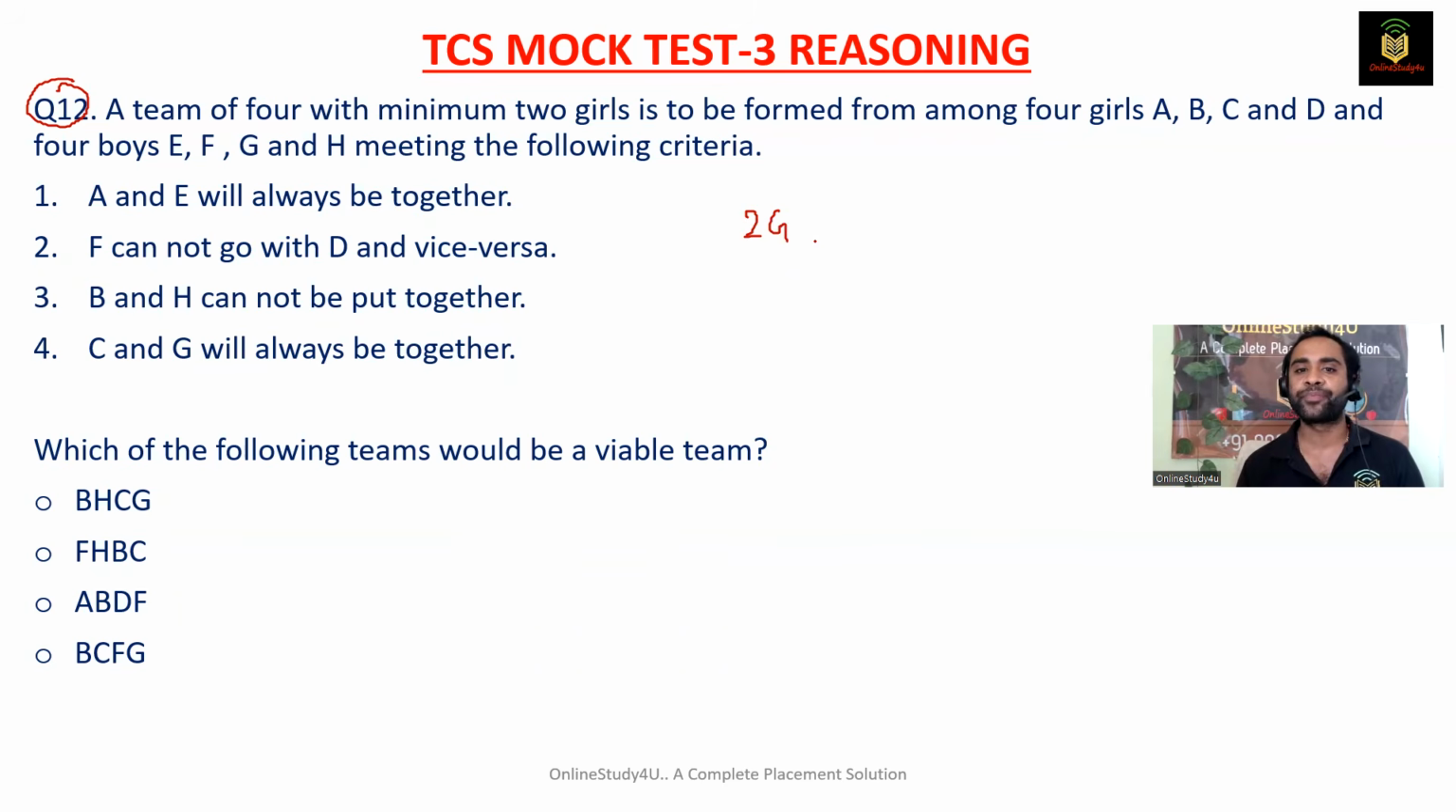A team of 4 with minimum 2 girls is required to be formed from among the 4 girls. So the girls are A, B, C, D, and the boys are E, F, G, H, 4 boys. This is a simple question, don't worry.